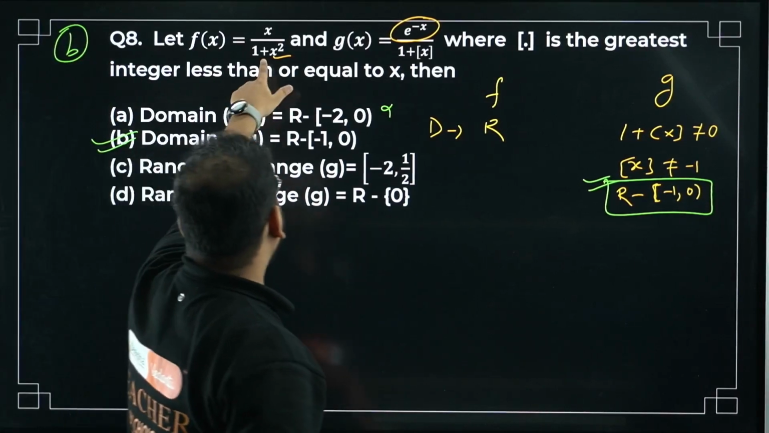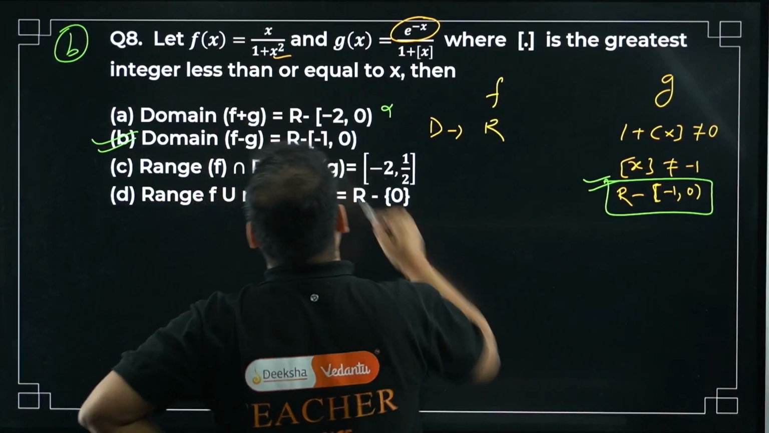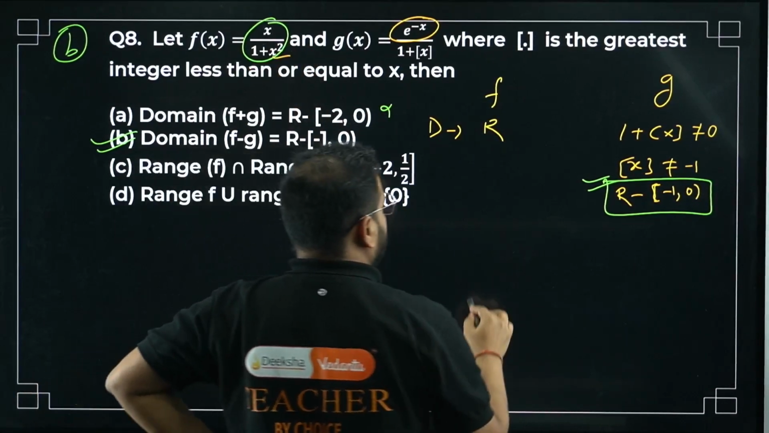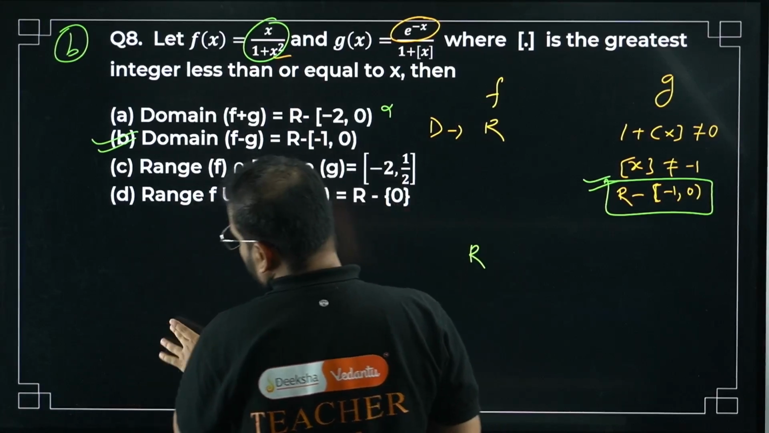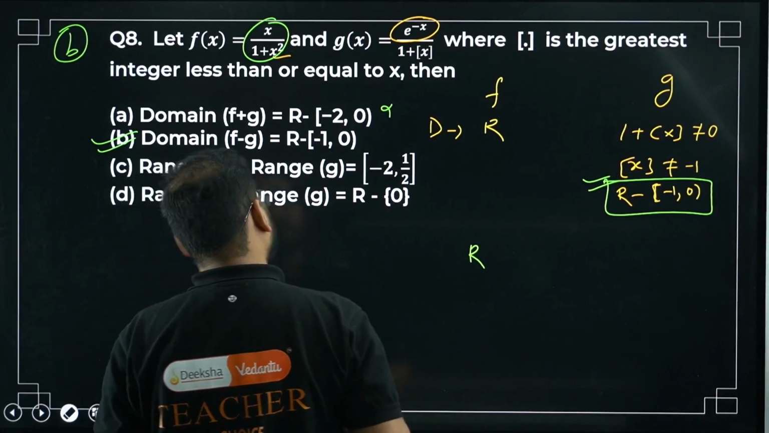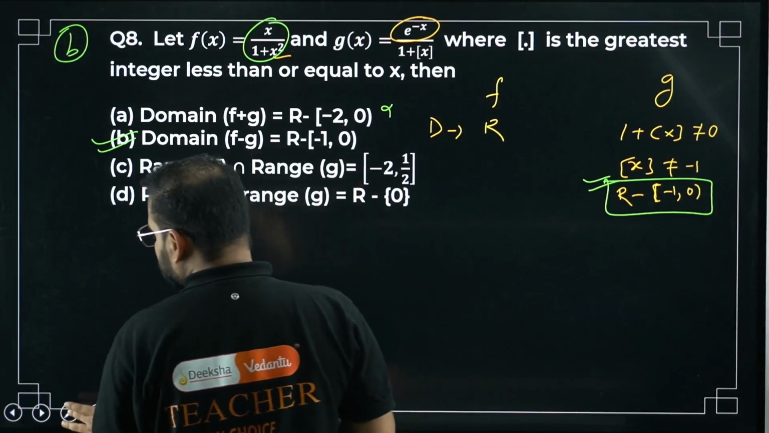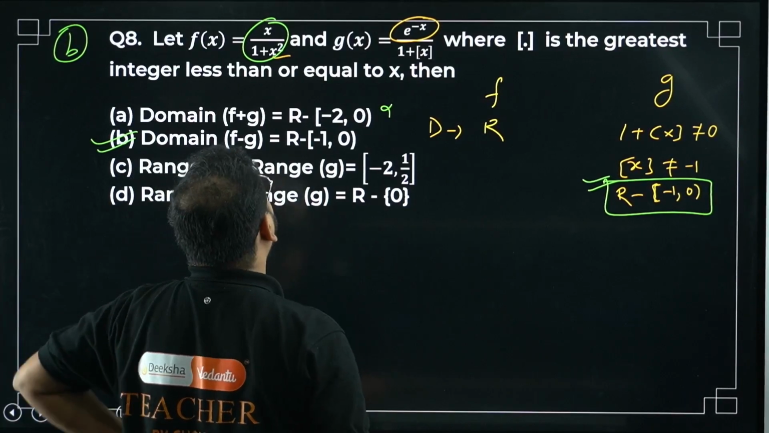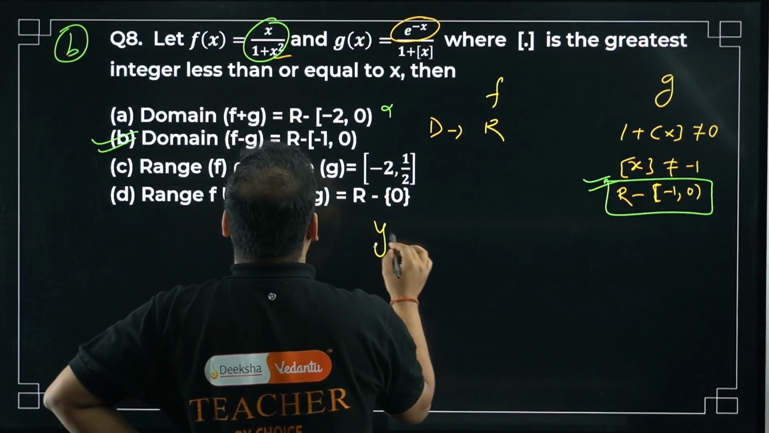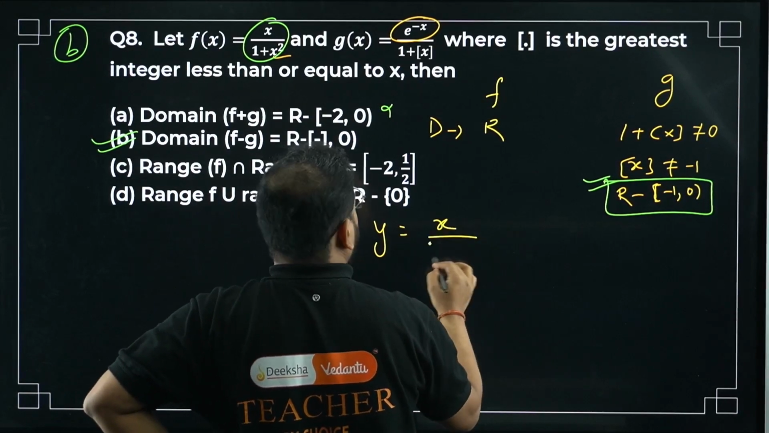The range for this part is again all real, right? Range, sir, all real only. This part also? No, not all real. Not all real, sir. The domain is all real, no? The range is going to be like this. y times (1 plus x square) equals to x, this part, right?